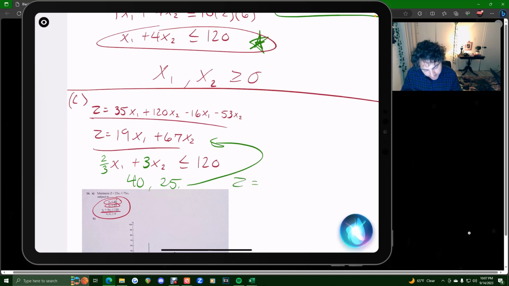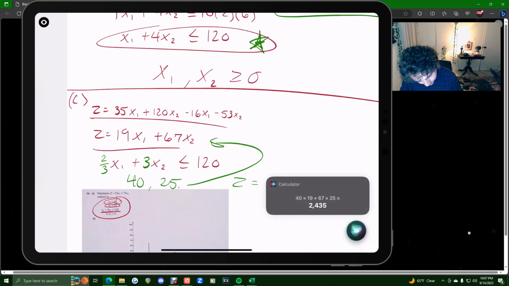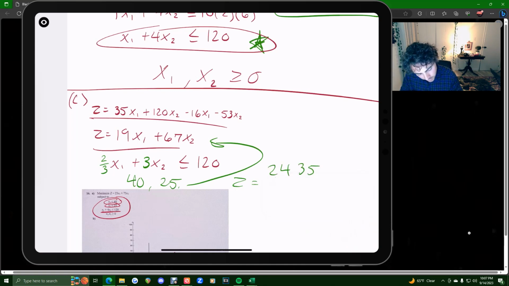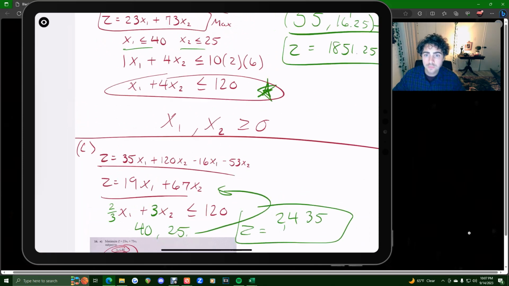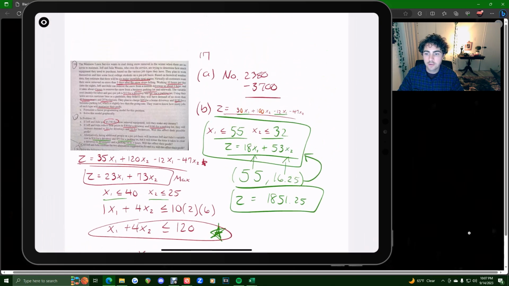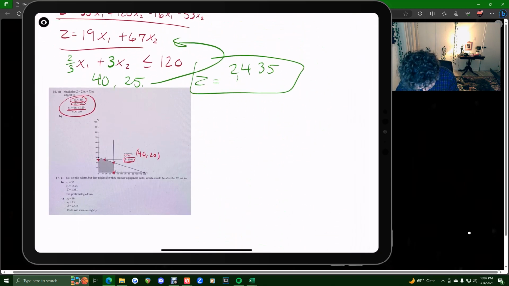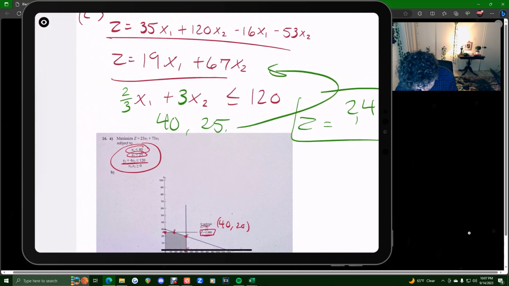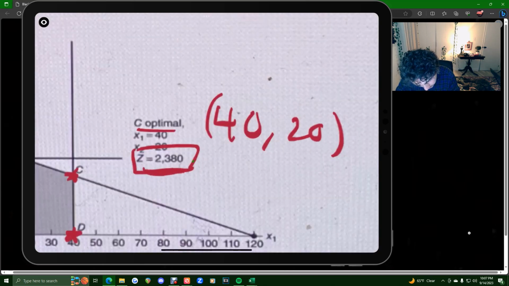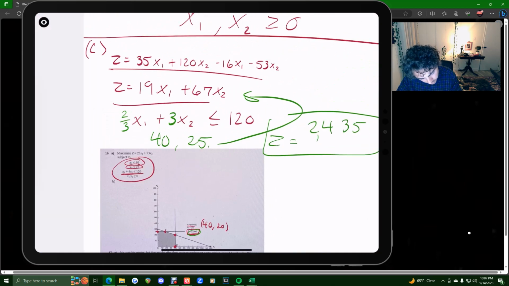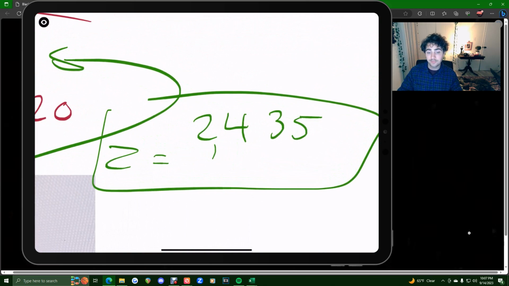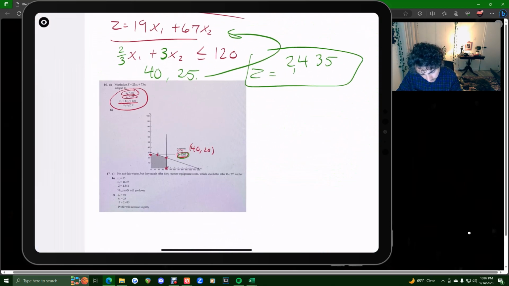40 times 19 plus 67 times 25. It's 2,435. All right. So I can't remember how that compared. I think it's a little bit greater than the original profit. I don't know if I wrote the original profit down. They had it in the answers. Oh, wait, yeah, they did. The 2380. So 2380 originally got increased to 2435.